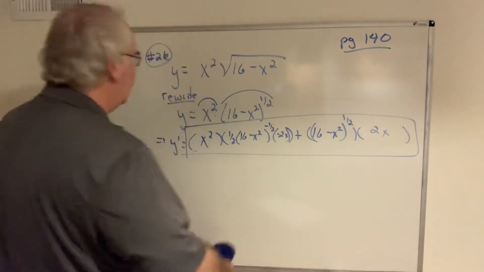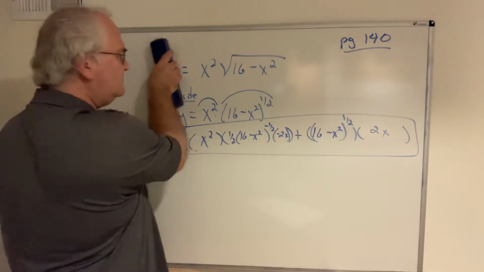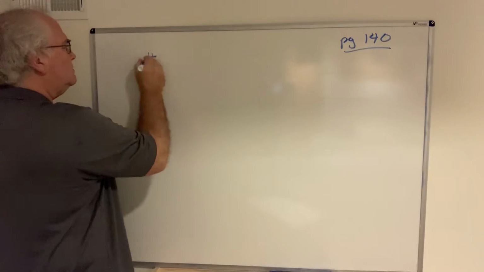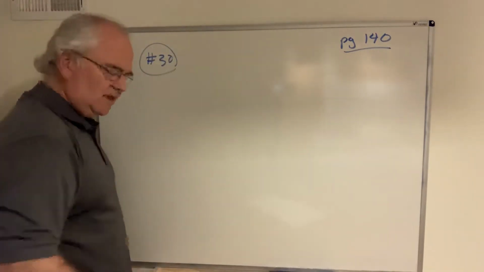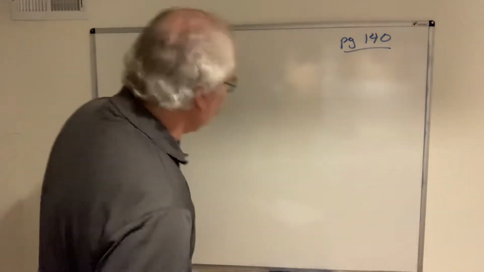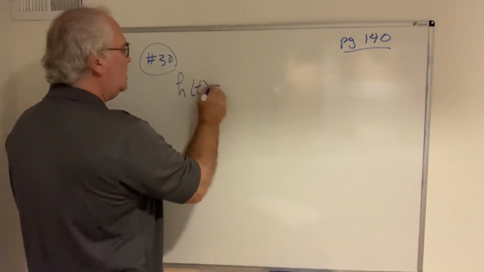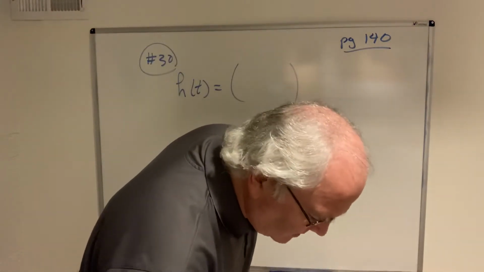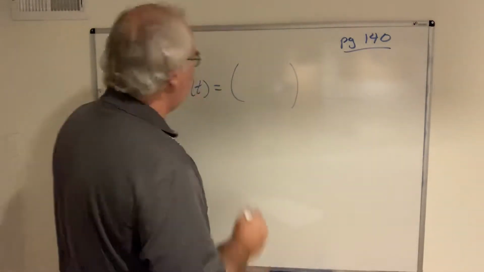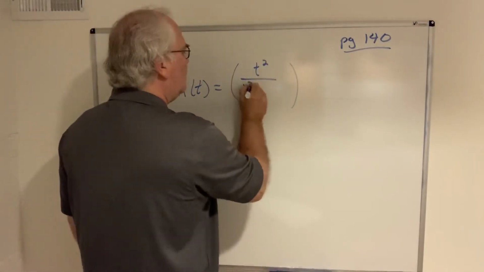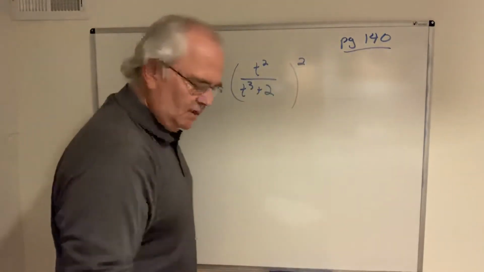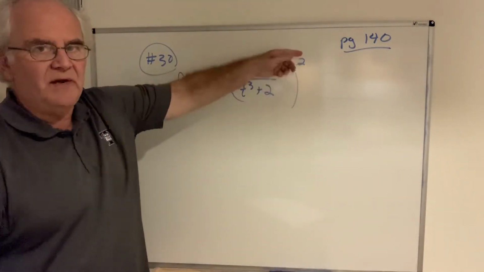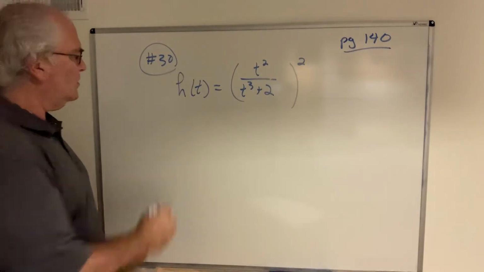Number 30 looks like there's no way in the world I can figure that out. Number 30 says h of t is given by a great big fraction: t squared over t to the third plus 2, and that's raised to, I believe, the second power. All right? Quantity raised to a power. Quantity raised to the power is the chain rule. That's the power rule.